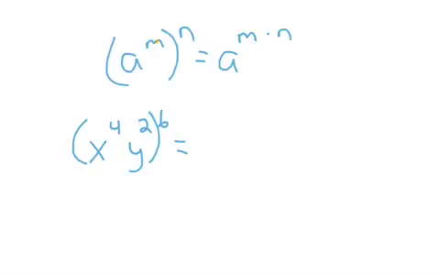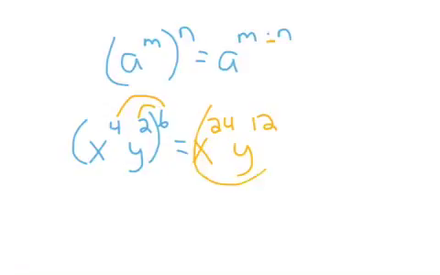Next rule, when I raise a power, whoops, I didn't mean to do that. Let me erase that. Remember, when I raise a power to a power, which I'm doing here, I'm really multiplying. So remember, raising a power to a power, you multiply, which you do not have to remember, it's on your formula sheet. And when you multiply, you can think of it as distributing. So this would be x to the 4 times 6 is 24, y to the 2 times 6 is 12. That is your final answer.